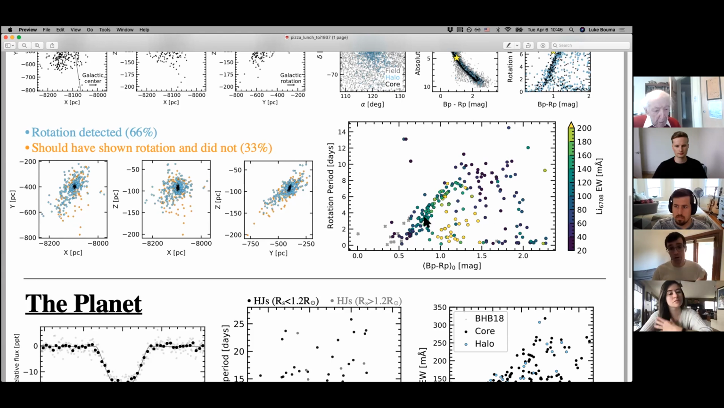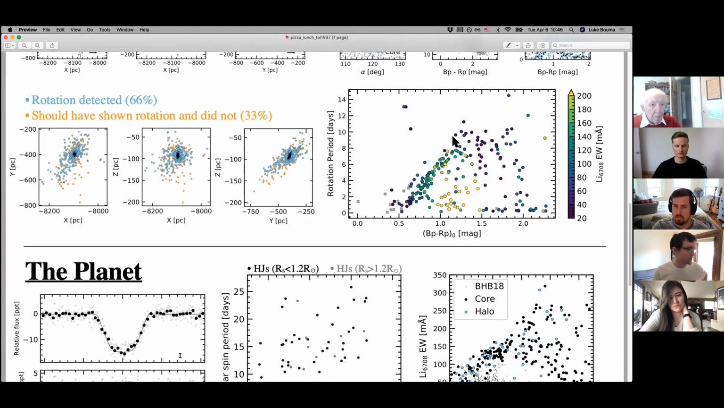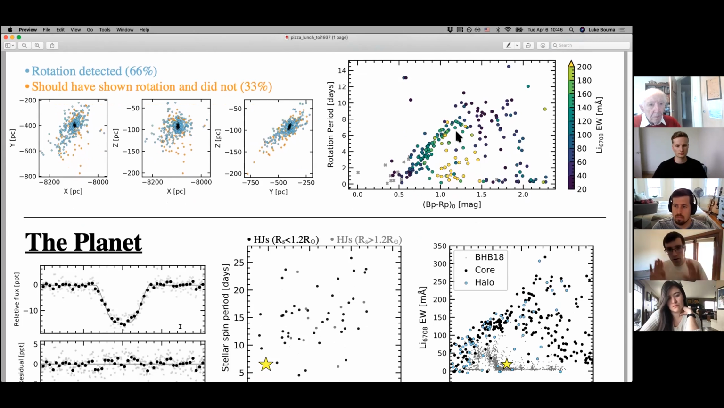So for the K dwarfs, where we see it most often, there is some interesting correlation with the rotation period, which is probably tied to processes inside the star. But anyway, know thy star, know thy planet.